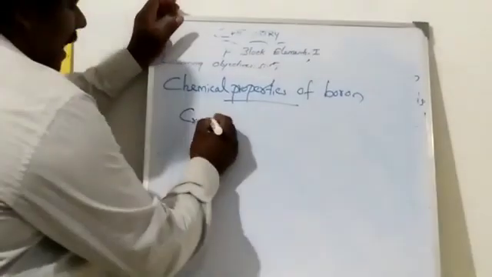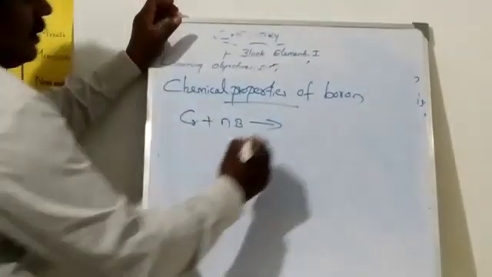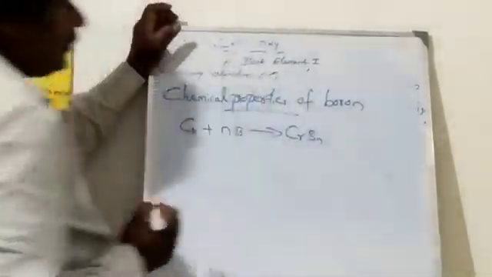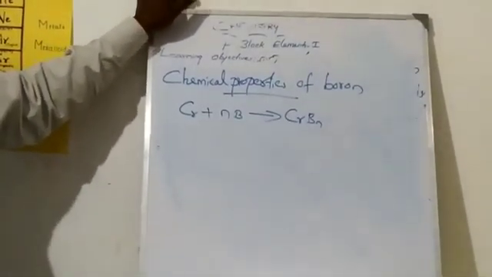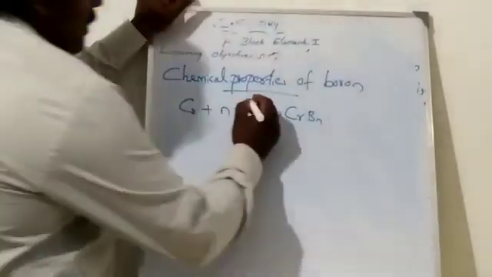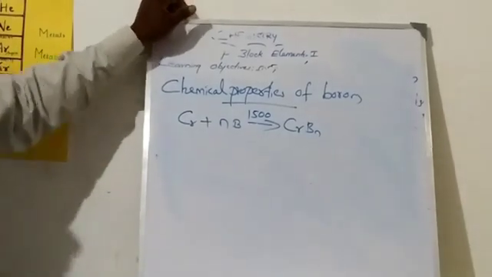Chromium metal reacts with boron. We get what? Chromium boride, a metal boride. We are giving the temperature 1500. This is the first reaction.